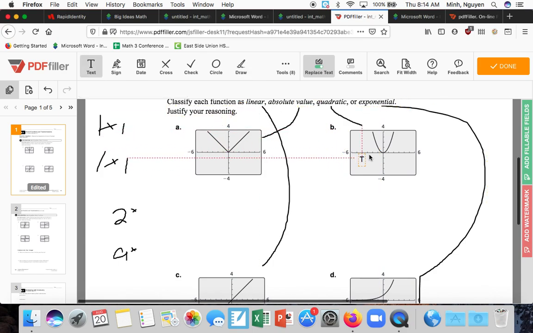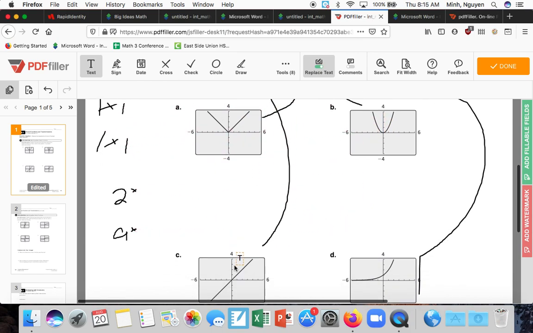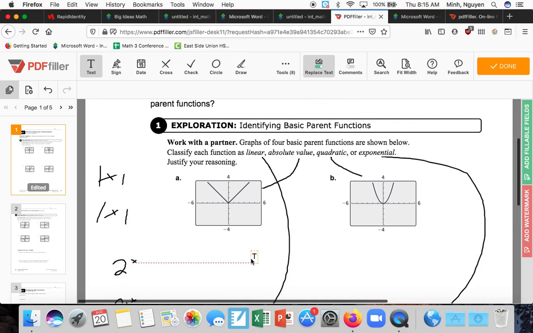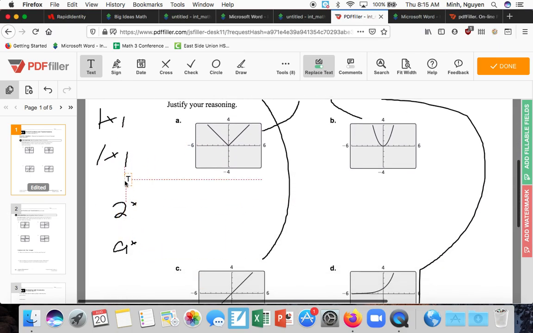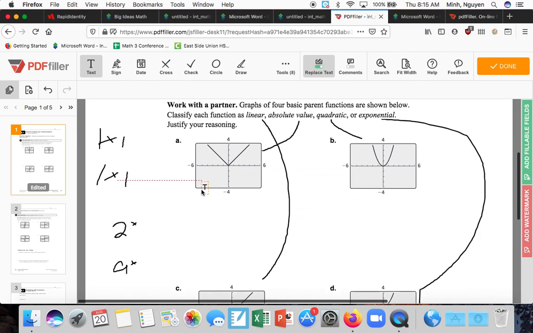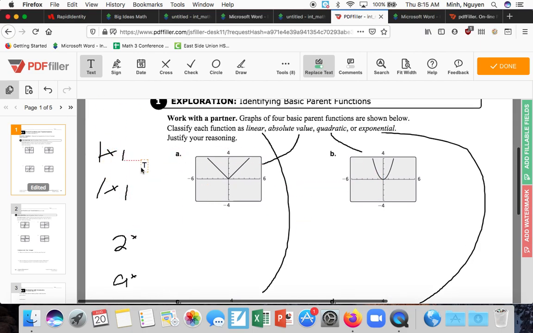Justify your reasoning. Quadratics, 1 squared is 1, and then negative 1 squared is positive 1, so that's kind of obvious. Linear, the basic y equals x, also it's a straight line. And then absolute value and exponentials I already talked about. If you forgot, absolute value is when it just makes it positive only. So if I plug in 1, I get 1. And if I plug in negative 1, I get 1 still.